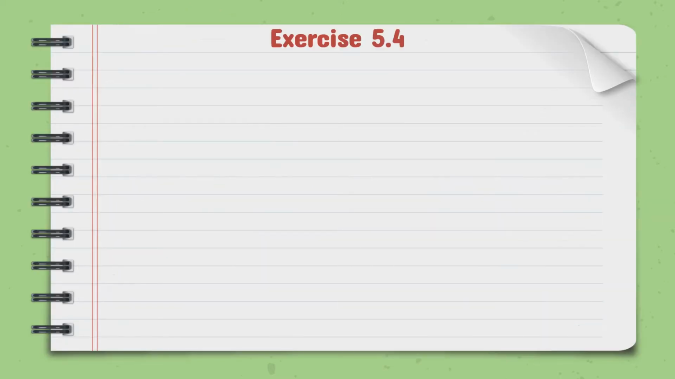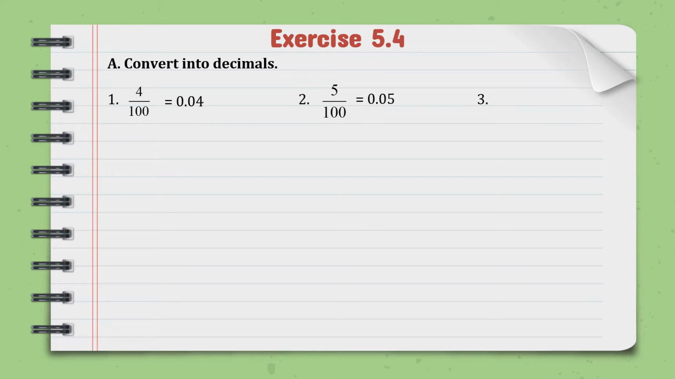Okay. So here we have seen in exercise 5.4 how to convert a fraction into a decimal. 4 by 100 becomes 0.04, as the number of zeros in the denominator is 2. Then 5 by 100 can be written as 0.05. 64 upon 100 can be written as 0.64. Likewise, we have done the rest of the examples.